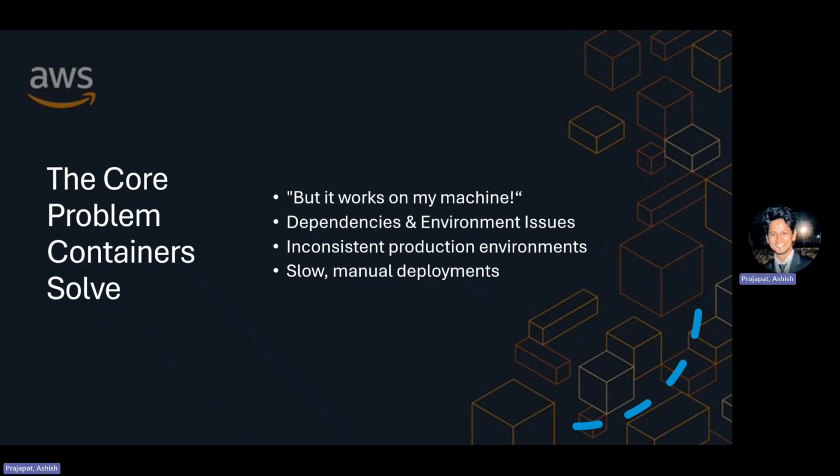To understand why containers are so powerful, let's start with a problem every developer has faced. That famous phrase, "but it is working on my machine." We consider it a bug. We write code on a local machine, it works perfectly. But as soon as we move it to the test server or a production environment, something breaks. This usually happens because of differences in the operating system, a missing library, or an incorrect version of a dependency. This leads to inconsistent environments and lots of wasted time trying to debug what went wrong.